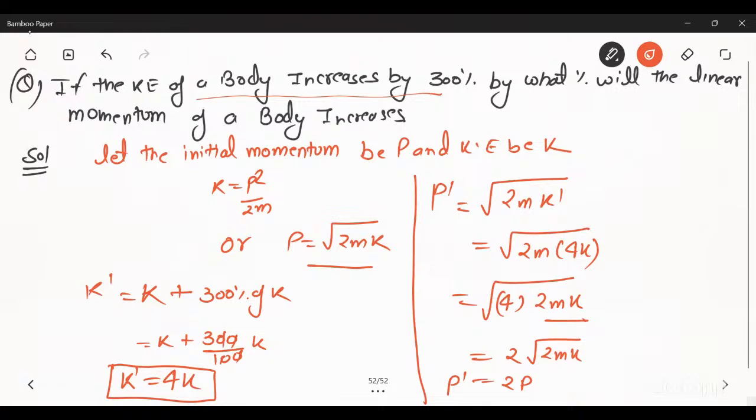The question is given the kinetic energy of the body is increased by 300%. So we have increased kinetic energy as K plus 300% of K. Increased by means that you have to add that percentage to the initial value. So K plus 300% of K. So we will get K dash as 4K, and the new P dash will be under root 2m of 4K, and we will get P dash as 2P.